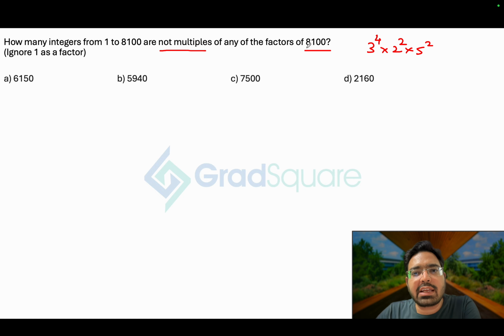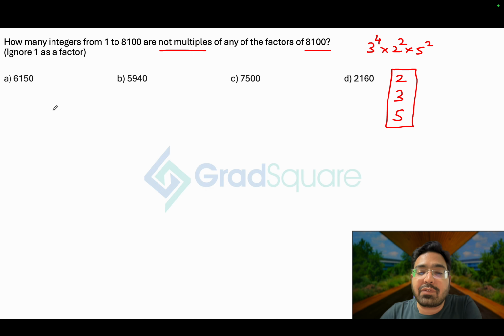Now, if you're looking at factors of 8100, of course the prime factors of 8100 are 2, 3 and 5. Now you might want to say, sir, 6 is also a factor. Fair enough, 6 is also a factor. What will be the multiples of 6? 6, 12, 18, all of those will be multiples of 2 as well, right? So we need to only be concerned about the prime factors of 8100 and not all the factors of 8100, is what we need to understand in the first place.